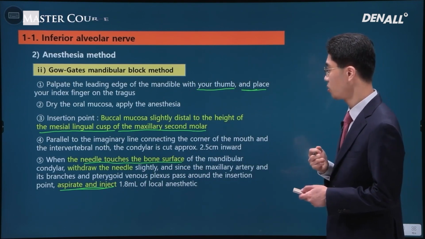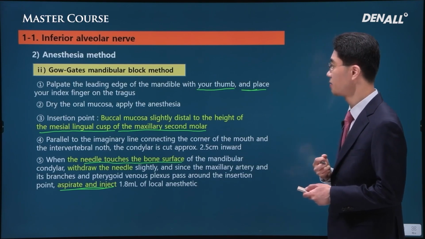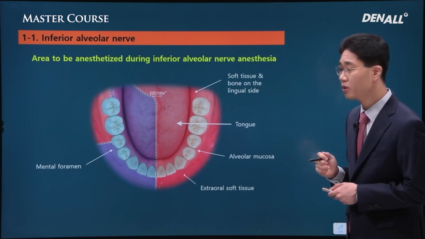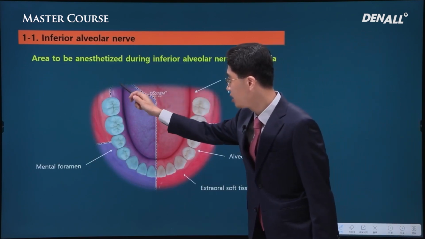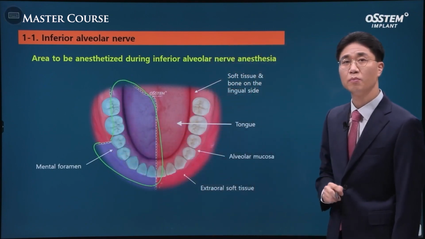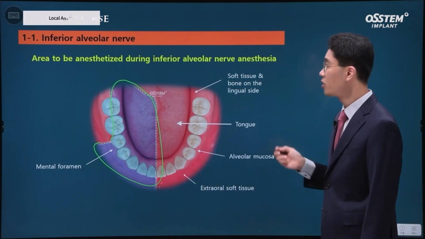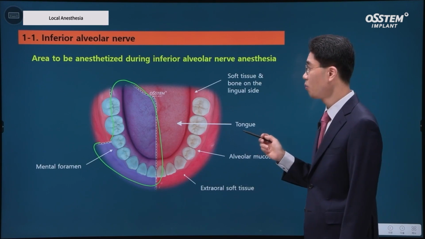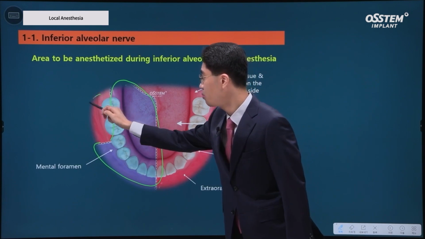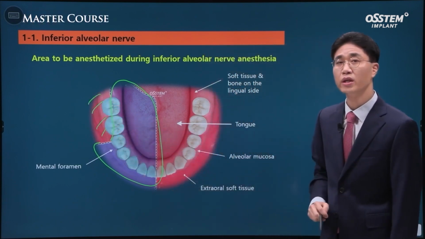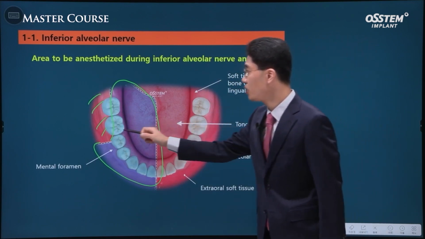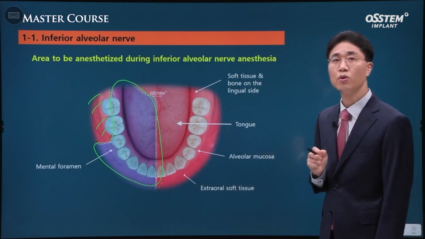Once block anesthesia is performed on the inferior alveolar nerve, as shown in this image, what is shown in purple is where it has been anesthetized. What you need to take notice of is that the buccal part of the lower molar area is missing from the purple area. When we do inferior alveolar nerve block anesthesia, in order to get the anesthetized effect there, we need to do block anesthesia on the buccal nerve again.